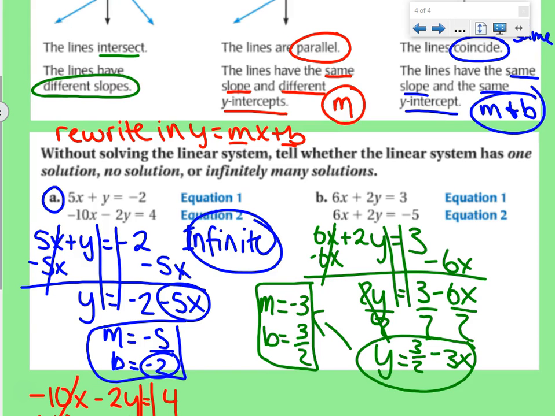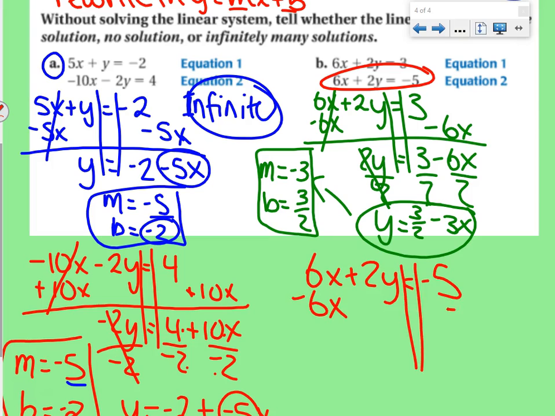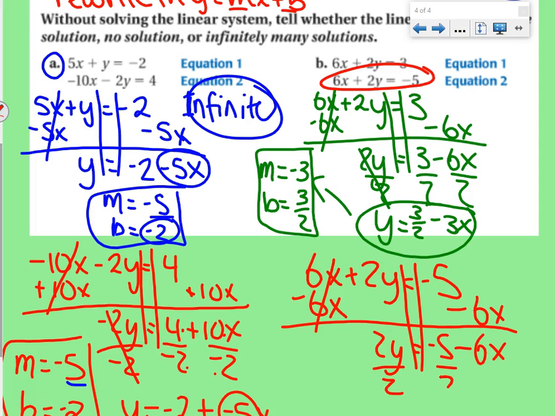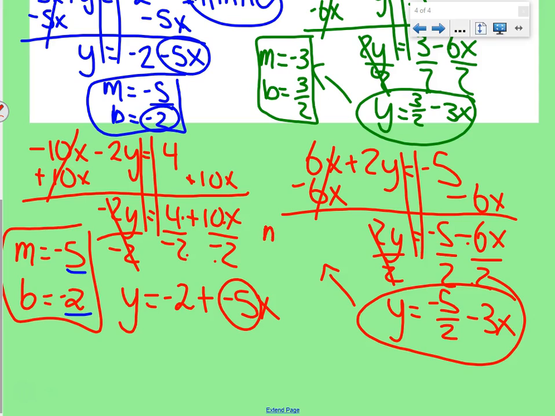So now let's compare with that second equation. Right here, 6x plus 2y equals -5. Get y by itself by first subtracting that 6x from both sides. 2y equals -5 minus 6x. Divide everything by 2 to get y all by itself. And we get y equals -5/2, we can leave as a fraction. And then -6 divided by 2 is -3x. So then our m is next to the x, -3, and our b is -5/2.